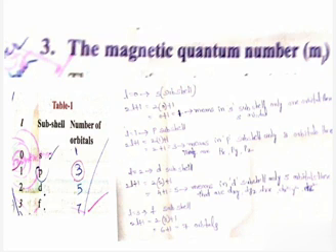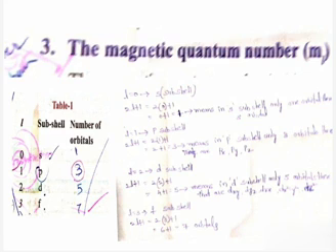When L equals 0, if we substitute this in 2L plus 1, then what will come? In the place of L, substitute 0: 2 into 0 plus 1, which is 1. That means if L equals 0, only one orbital is there. What is that orbital? The 1s orbital. So that's why in s only one orbital is there. This magnetic quantum number is proposed by Landé.